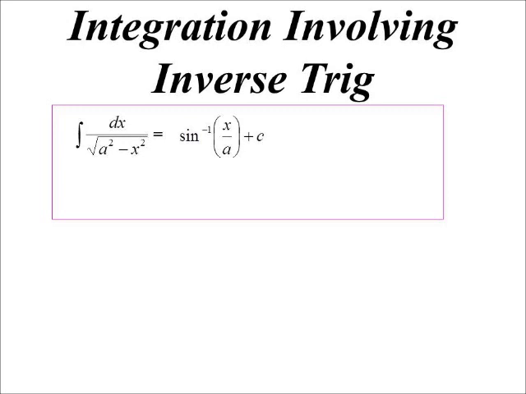So if I've got the integral dx on the square root of a squared minus x squared, it's inverse sine of x on a, but an equally correct answer would be minus the inverse cos of x on a. Because if you recall, when you differentiate inverse sine and inverse cos, you basically get the same thing, but one's plus and one's minus.